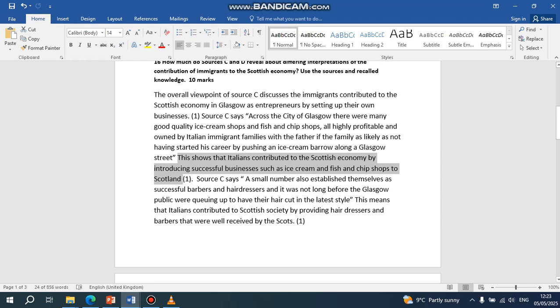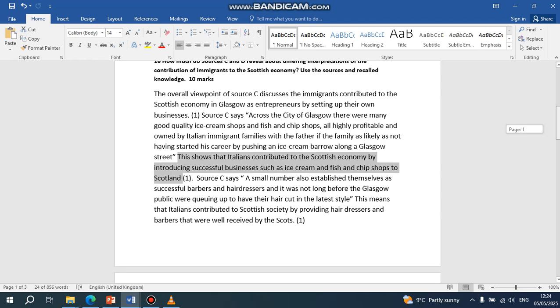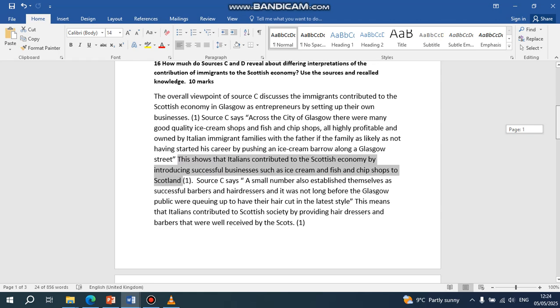The second source, you can have a read there for yourself, just talks about the contribution providing hairdressers and barbers. And you remember the school of hairdressers was opened up in Glasgow in the 1920s. So that's 3 marks for that source. You've got your overall viewpoint, and you've got 2 quotes and explains.